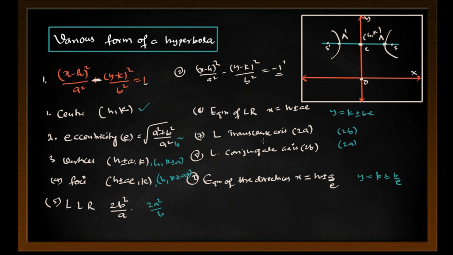So the white color is for the standard form of a hyperbola whose axis is parallel to the x-axis, with center at h comma k, and this one is the conjugate hyperbola, equals minus 1. So instead of a we have to write b. Everywhere b will come here; in standard form a will come.